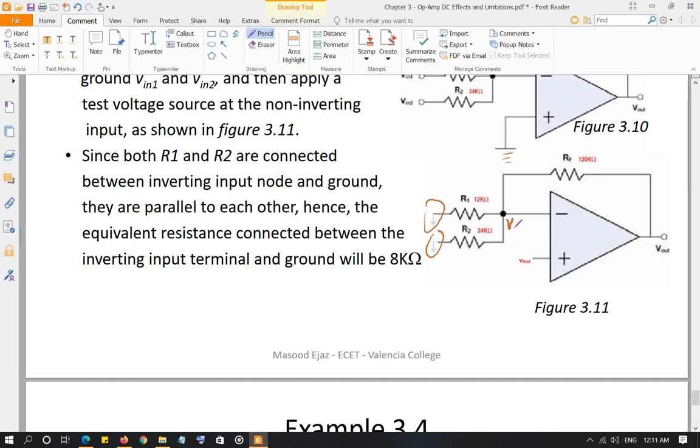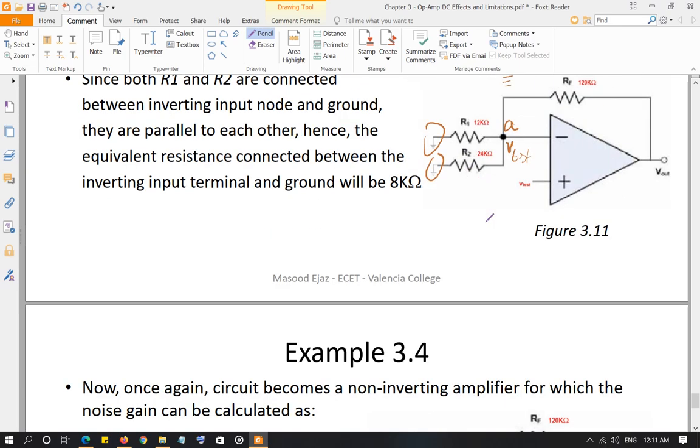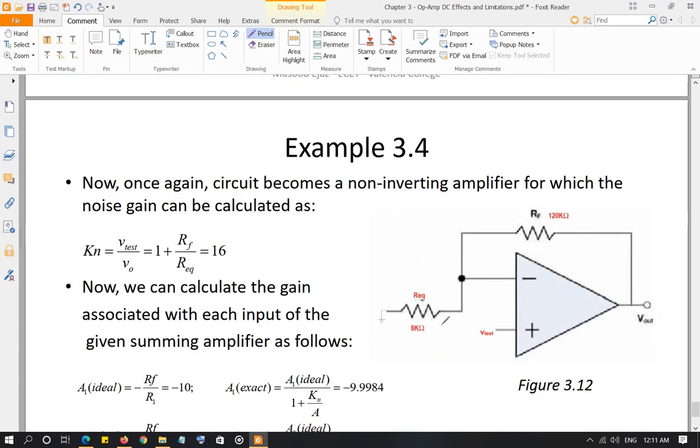You know that the node will have the same value as the test source, but anyway, this is a single node, node A. Both of these are connected between node A and this. That means they are parallel to each other, so we can replace them by a single resistance using parallel equivalent, and that parallel equivalent will be 8 kilo ohm. So now look at the circuit again. It becomes a non-inverting amplifier. So again, the noise gain for this one, the same noise gain, 1 plus RF over R equivalent.